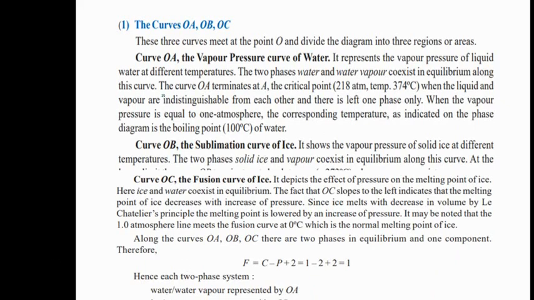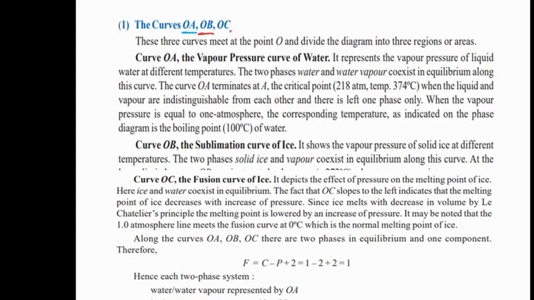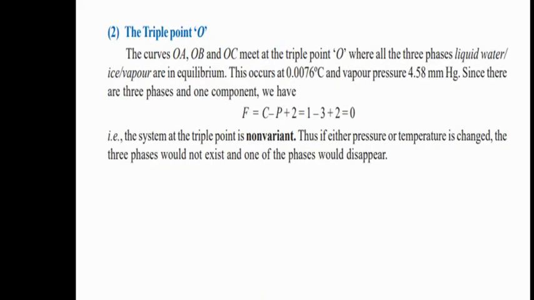As I've told, the curves OA, OP, OC: OA is the vaporization curve, OP is the sublimation curve, OC is the fusion curve. All these curves have a degree of freedom of 1, that is, monovariant. For the triple point, F equals 0.